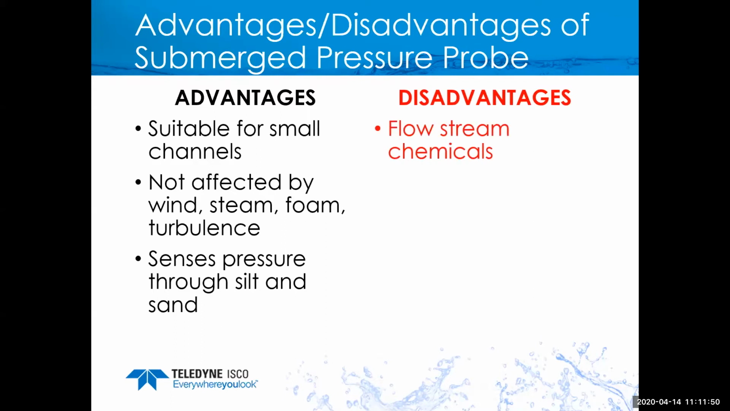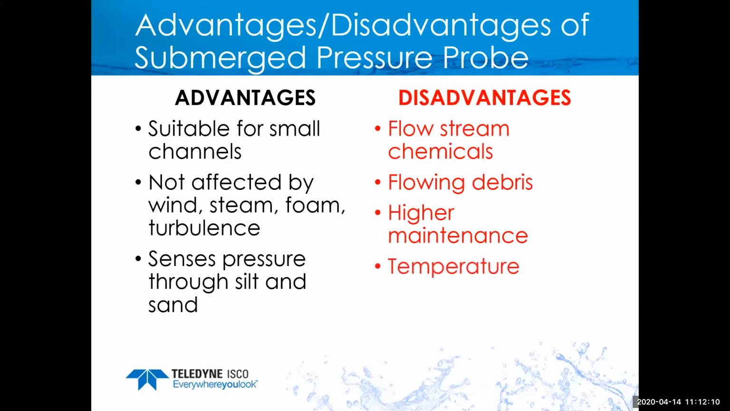Now, what are the disadvantages? Well, since we have electronics in the flow stream, if there are chemicals in the flow stream, it could actually break down the sensor or the cable. It's a little bit larger than a bubbler, so debris could get caught on it, which would require higher maintenance to clean it.